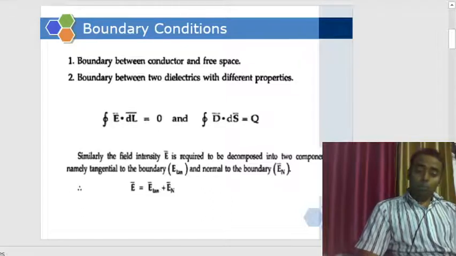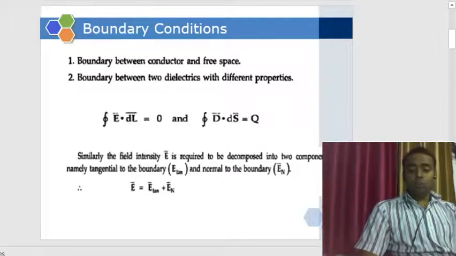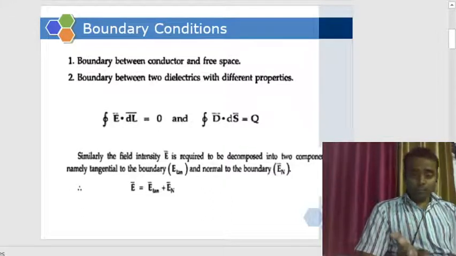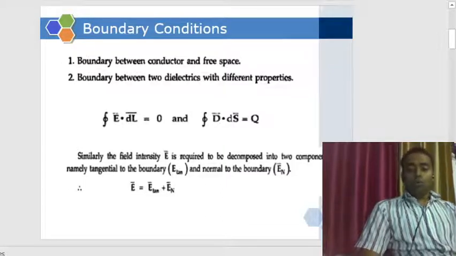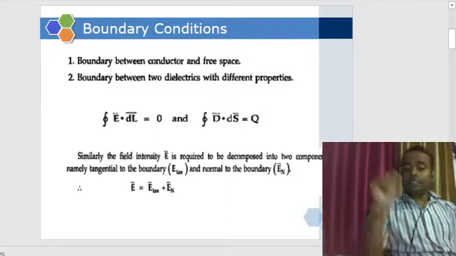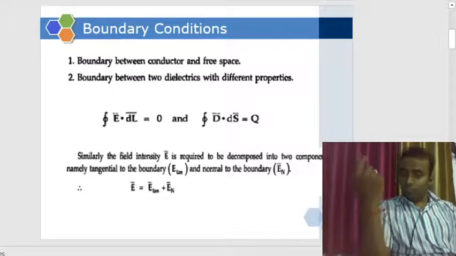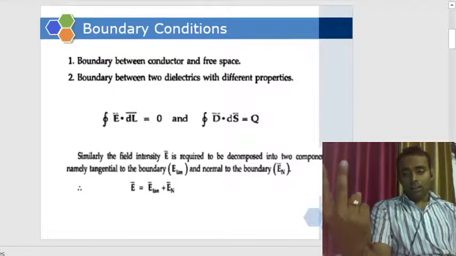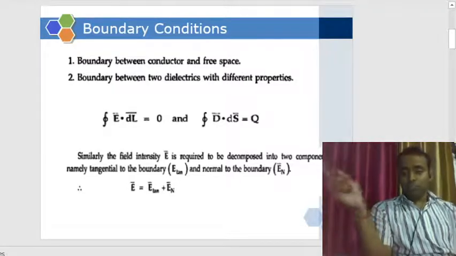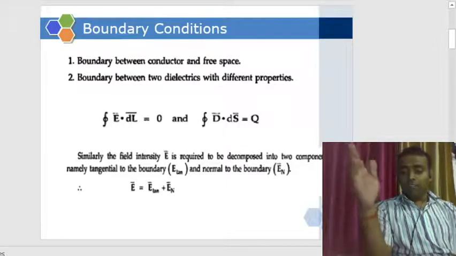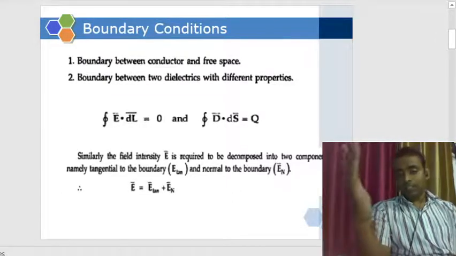So it is E dot dl is equal to 0. We'll use these two laws to determine the boundary conditions which we discussed above. We will see if we divide the electric field intensity into two parts, tangential and normal, the sum of these two, tangential and normal, will give me the total electric field intensity.